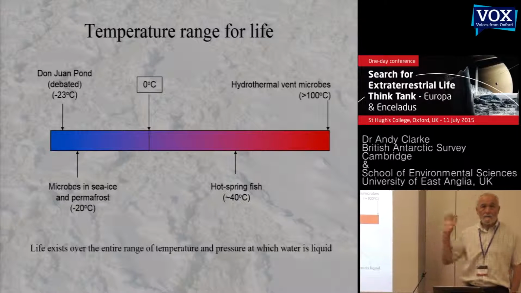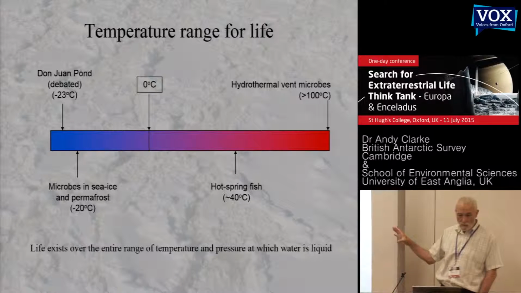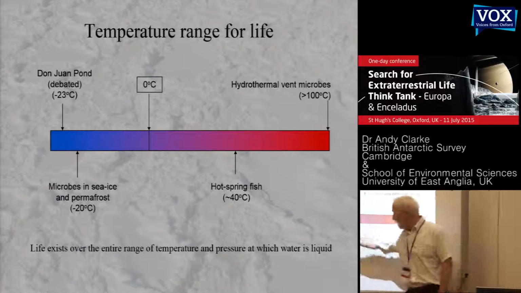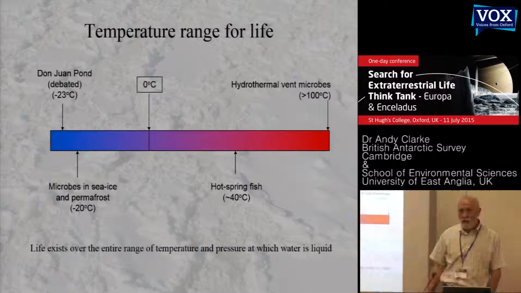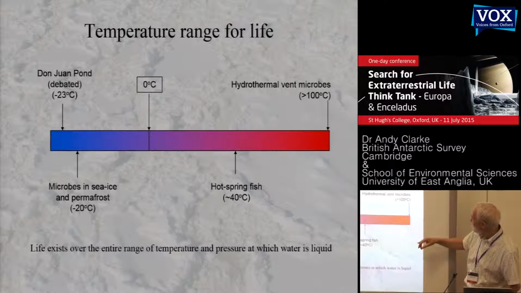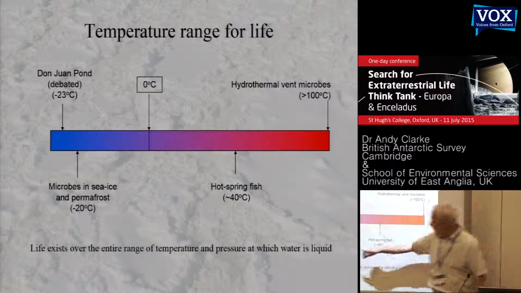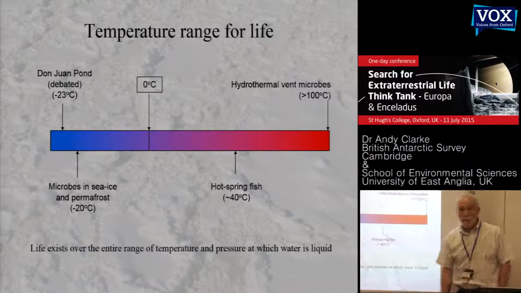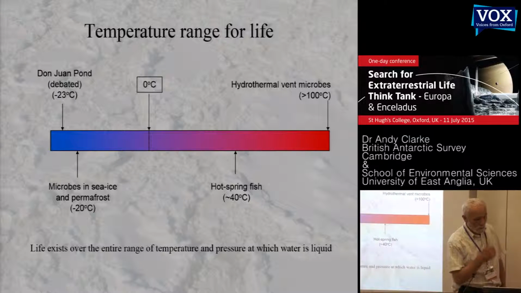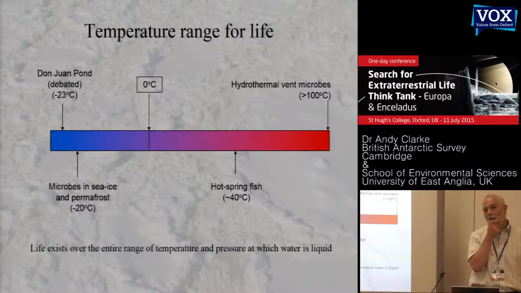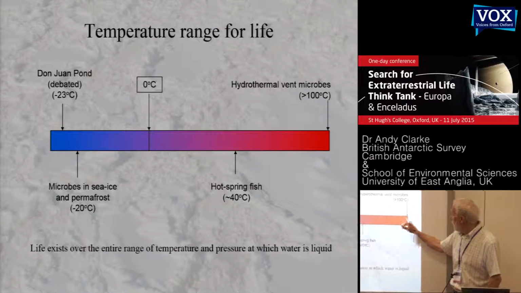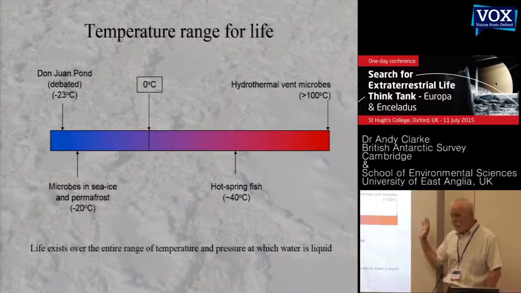So if we revisit that temperature bar and now put some animals and plants on it, this is what we find. I'm using the standard convention, where high numbers have red colours and cold is blue, which is really interesting in an astronomical context because, of course, blue stars are much hotter than red stars, but it's just one of those little things. The records at the moment are microbes in sea ice that grow down to minus 20, and in permafrost. There is a debated record from a place in Antarctica called Don Juan Pond, which may have life at minus 23, but I think the consensus now is that is not correct. And in hydrothermal vent microbes, we go above 100 C.